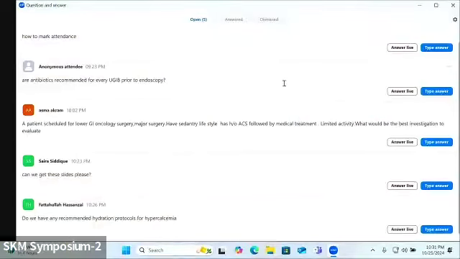Sure. Thank you. And then do we have any recommended hydration protocols for hypercalcemia? That's for Dr. Vikas. We normally suggest giving 3 to 4 liters of fluids in 24 hours, but that definitely depends upon the patient's condition, whether they are fluid overloaded or dehydrated. But the recommended regimen is about 3 to 4 liters in 24 hours.